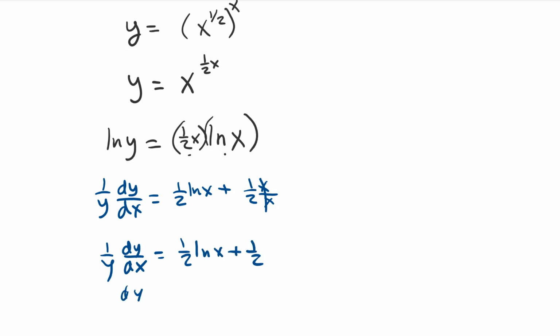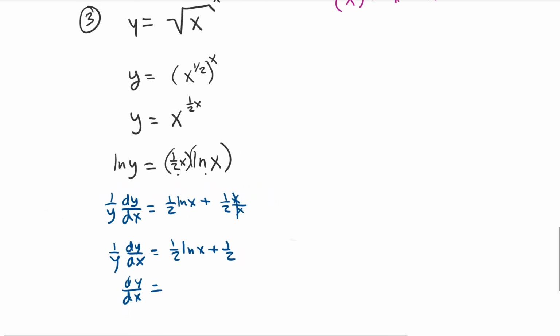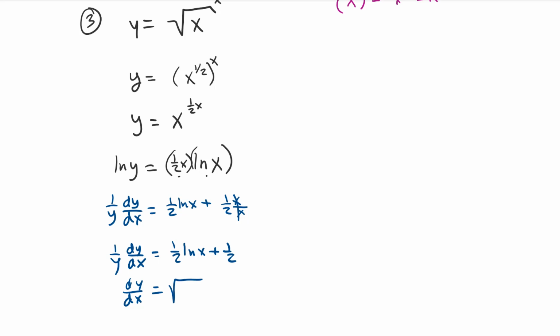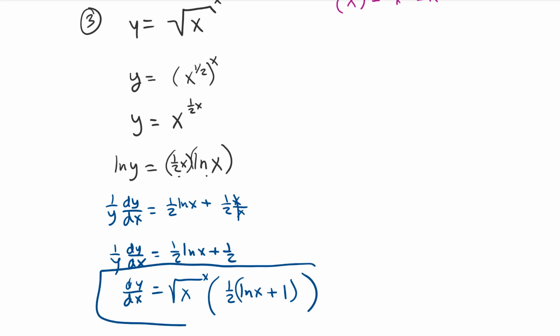Now we multiply that thing on over, and we have that. However you want to write it, I'm going to write it as the original: the square root of x to the x times 1/2 ln of x plus 1. Oh, look at that, I have a factor to it there. That's just preference. You could have just left this too.